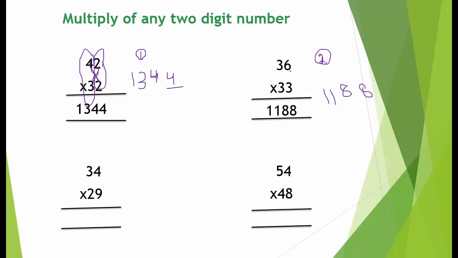6 3s are 18, 1 carry, 3 3s are 9, 9 and 1 is 10, and 6 3s are 18, 18 and 10 is 28. 2 in carry, 3 3s are 9 and 2 is 11. Now next, 34 into 29. 9 4s are 36, 3 9s are 27 and 3 is 30, and 2 4s are 8, 8 and 30 is 38. 3 will be in carry, 3 2s are 6 and 3 is 9. So 986 will be the answer.